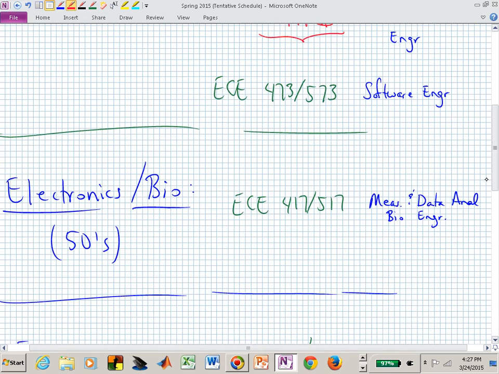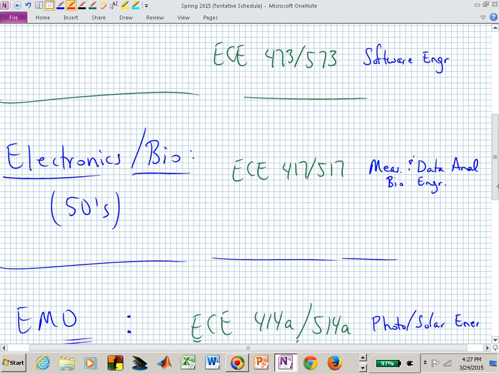In the electronics bio, we have 417-517. Now, how do you actually design electronics that will measure bodily functions? Your pulse, maybe your oxygen level in your blood. How do you put those instruments together to allow you to acquire that signal information?